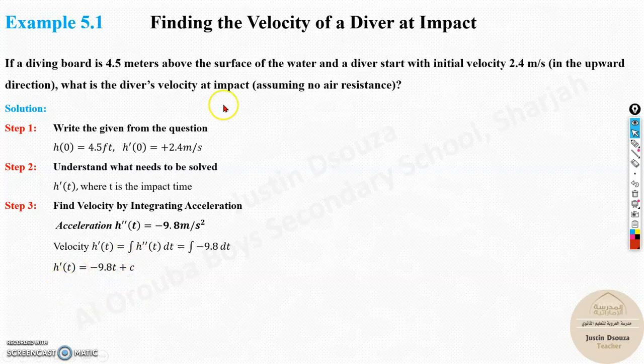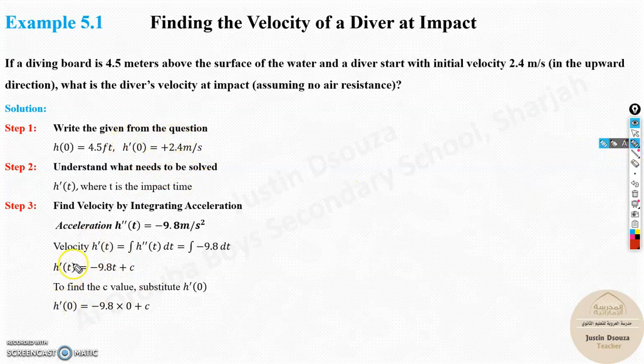Very simple. You know the initial velocity, h dash of 0, is 2.4. So substitute and solve. Substitute the value of h dash of 0. Then minus 9.8 t is 0, plus c, because instead of t we are making t equal to 0, that is the initial time. Because we know when t is 0, h dash of t is 2.4.